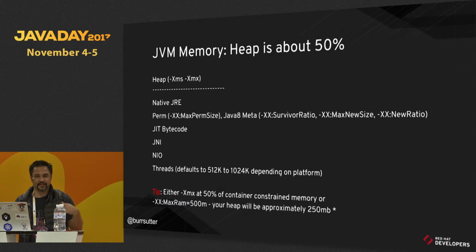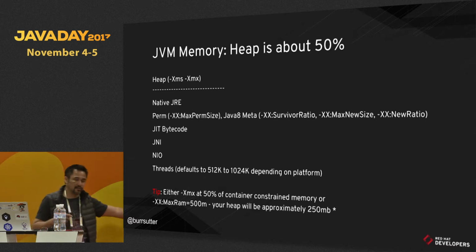If your container is set to, let's say, 200 megabytes, you should make your Xmx about 100 megabytes, just to be on the safe side. 50% is about the magic number. It's not a perfect calculation, it's just about right. And that's based on the recommendations we've had from multiple JDK people. Because there's all this other stuff that's happening inside the JVM. So you should just be aware of that all these other things are happening also.